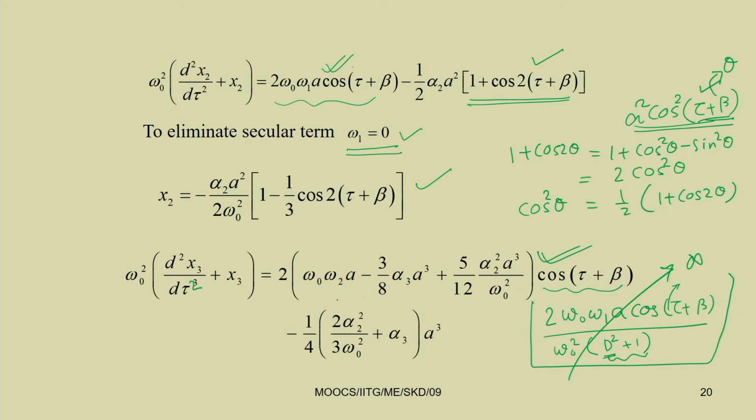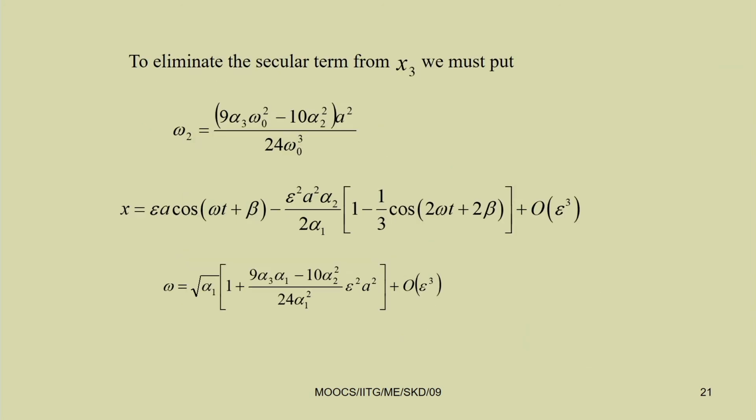So, we must eliminate the secular term. To eliminate the secular term, the coefficient of cos tau plus beta must be equal to 0. So, we must put this part equal to 0. We already know the expression for omega 0, and omega 1 we have found to be 0, and from this we can get the expression for omega 2. So, by putting this part equal to 0, we can write omega 2 equal to 9 alpha 3 omega 0 square minus 10 alpha 2 square by 24 omega 0 cube into a square.